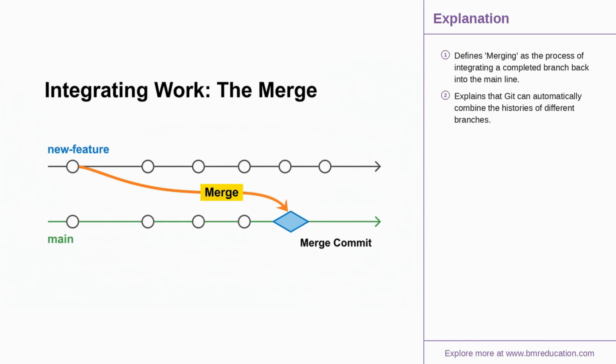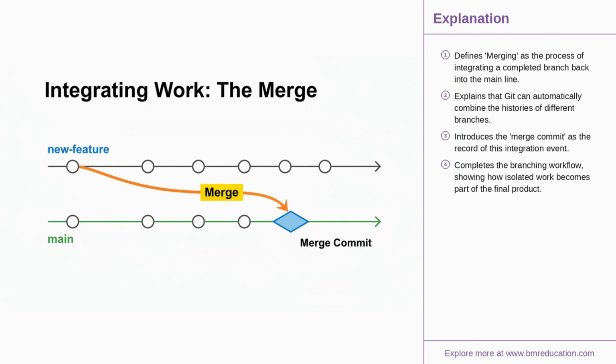Once your experiment on the branch is successful and fully tested, you'll want to integrate it back into the main project. This process is called a merge. Git intelligently takes the changes from your feature branch and combines them into the main branch, creating a new merge commit that unifies the two histories.